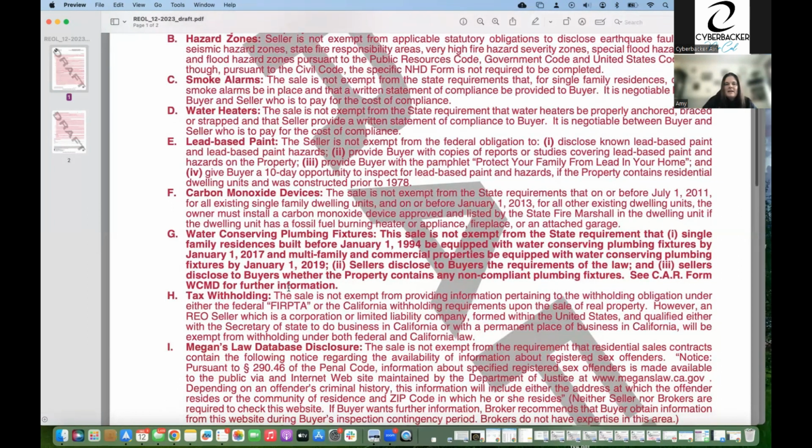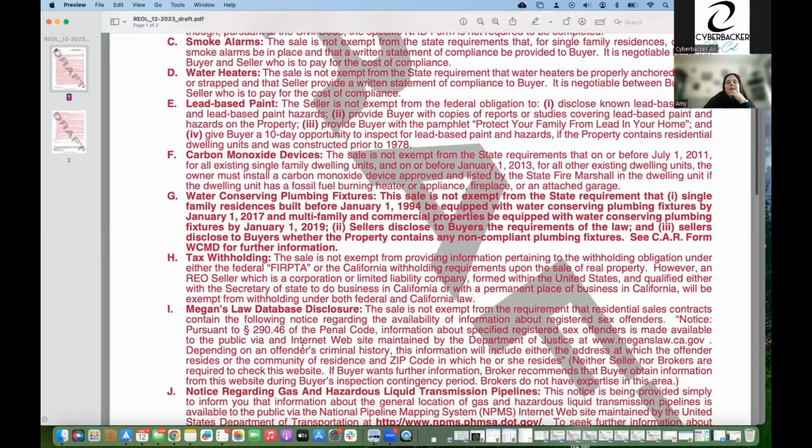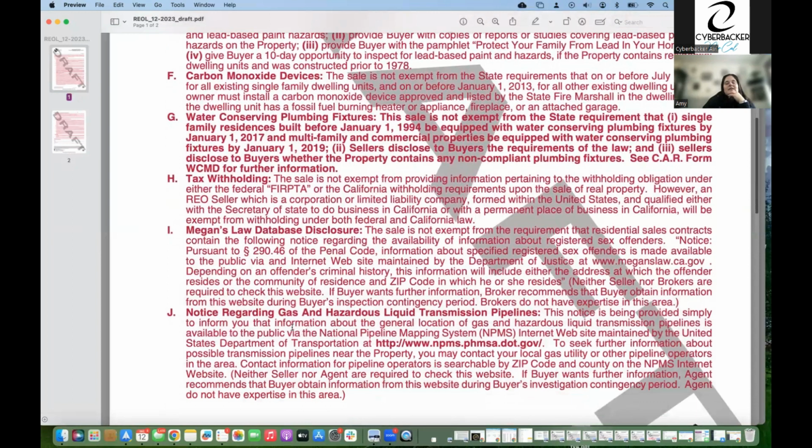Okay. They are not exempt from tax withholding. They're not exempt from the Megan's Law database disclosure. Just so you know, that's usually done in the purchase agreement. It just identifies the website. And they're not exempt from the notice regarding radon or gas and hazardous liquid transmission pipelines. Again, that's usually in your NHD report.